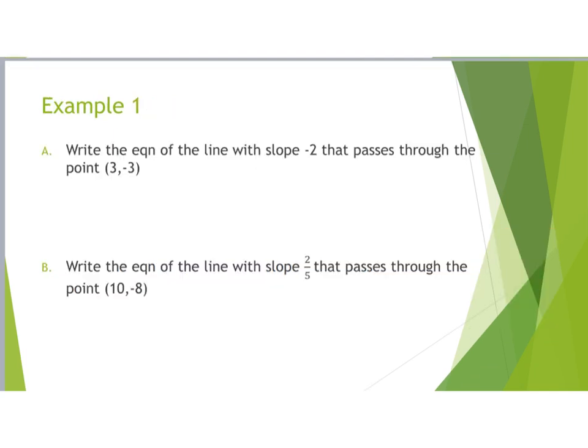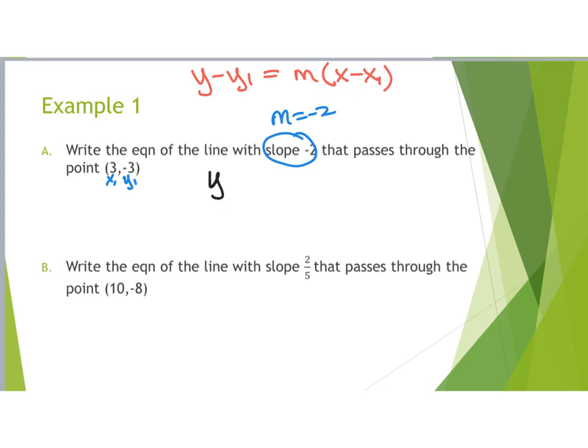So example 1, part A, says write the equation of the line with a slope of -2, so that tells me m equals -2, that passes through the point, and this is x1, y1. And remember we said point-slope form is y minus y1 equals m times a quantity of x minus x1. So now we're going to plug in what we know. So I know that I have y minus y1, so I leave the y as it is, minus the y1 comes from my coordinate point, so this is a -3 equals m, which is my slope of -2, times x minus, and my x1 comes from this coordinate point as well, and that's going to be a +3.